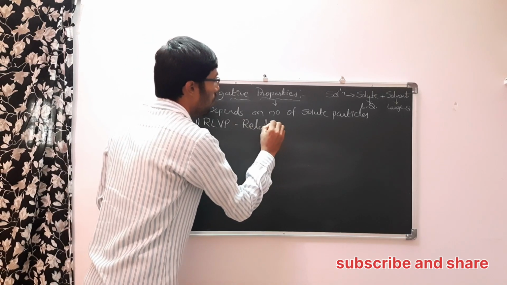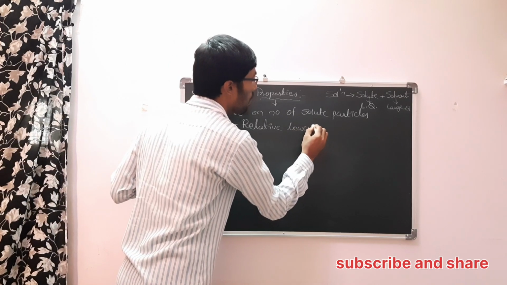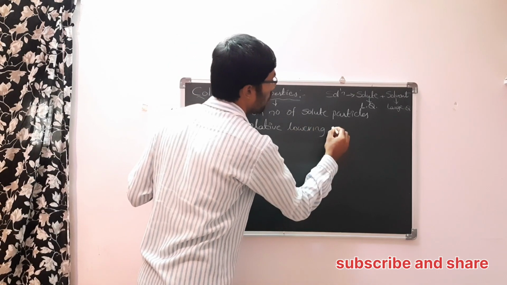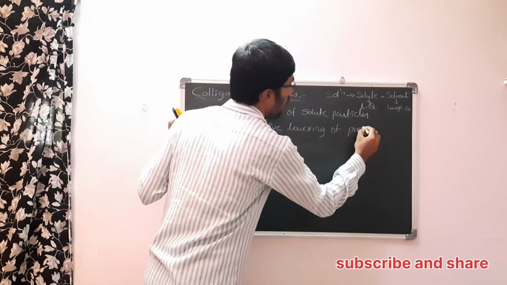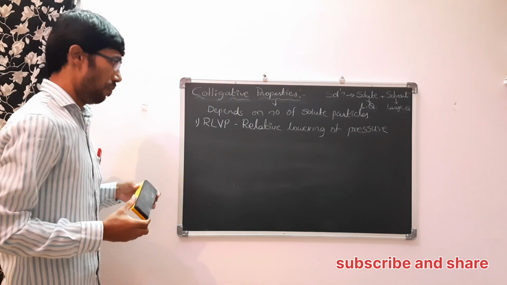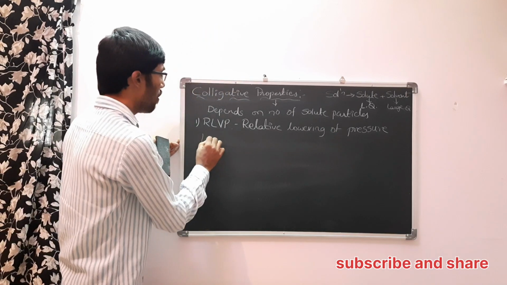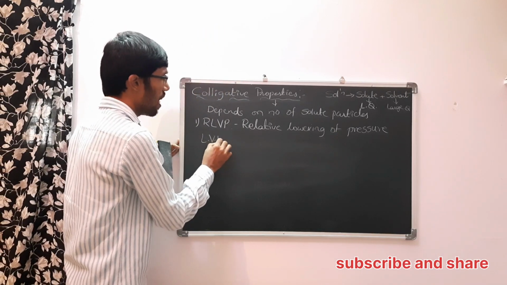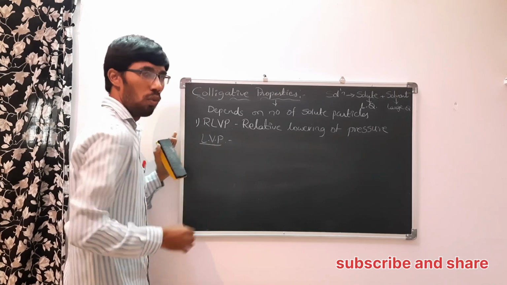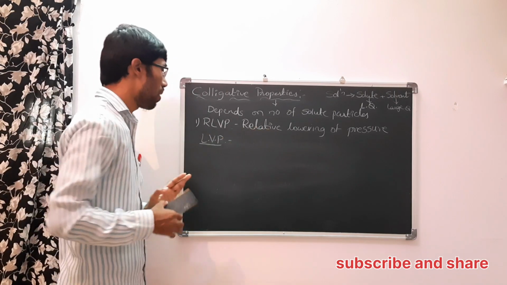First we will know about lowering of vapor pressure. It is represented as LVP. Lowering means decreasing.